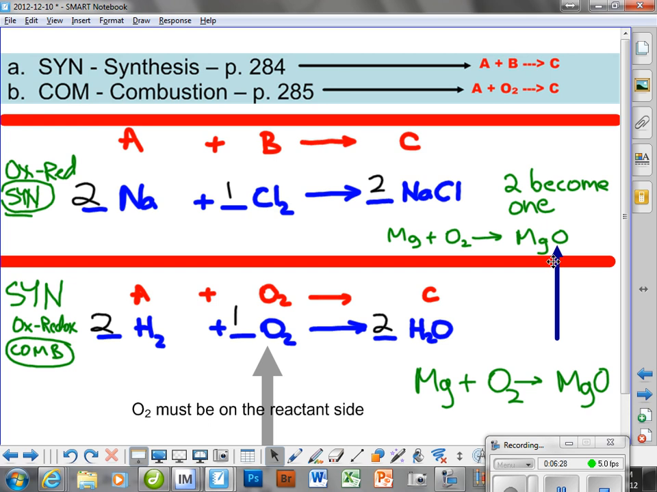What column number is that? Yes, good, 16. So everybody in 16 is 2 away from a noble gas, and so they gain 2 electrons and they become 2 negative. So magnesium is 2 plus and oxygen is 2 minus, so you just need one of each in that molecule. Putting this 2 over here would put it out of balance, and that's the reason why. It was a good question.